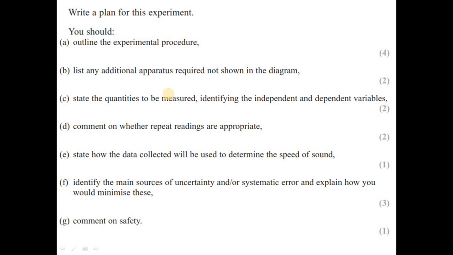Write a plan for this experiment. You should outline the experimental procedure. So it's all about measuring the sound, and as you can see in the previous diagram, we need to measure the distance between the two microphones and the distance between the peaks of the traces, from which we can measure the time. So we measure the distance and the time between the two peaks, and we can use this distance and the time to find the speed of sound.